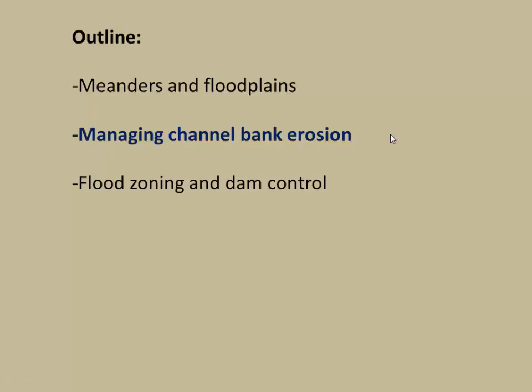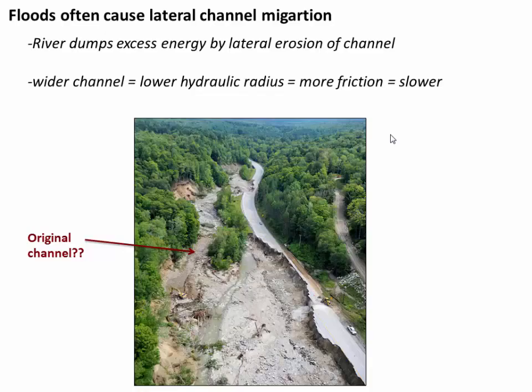All right, so now that we've looked at meanders and floodplains a little bit, let's look more specifically at how humans manage channel bank erosion. So in addition to causing these avulsions we've been talking about, floods often cause lateral channel migration. Quite simply, a channel that might have been restrained over here during a flood erodes laterally and the channel becomes wider. So why do they do this?